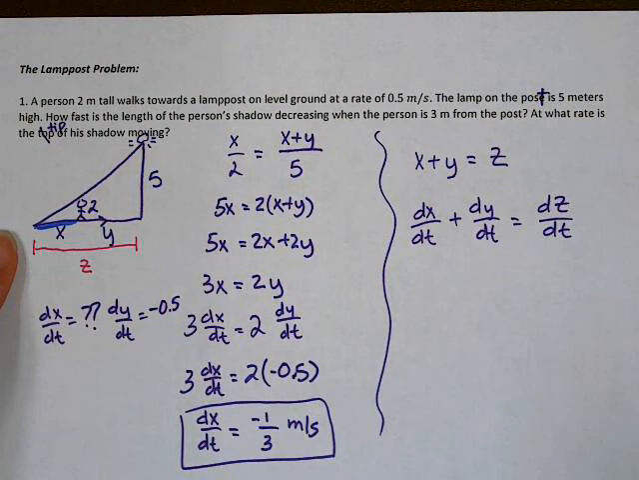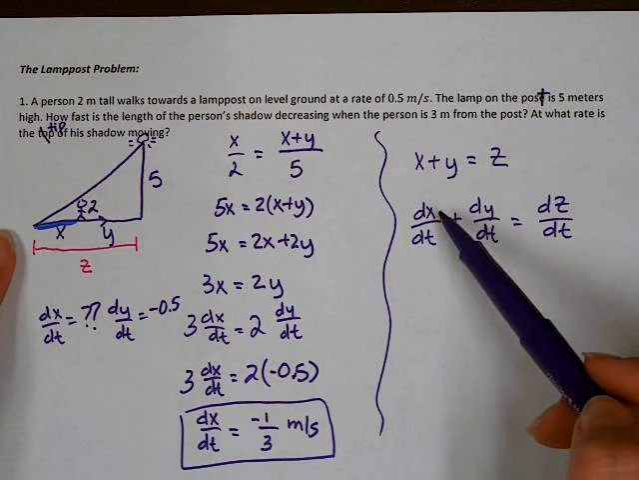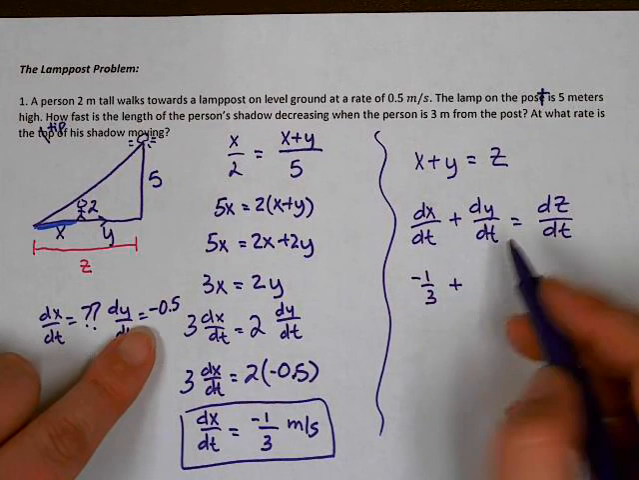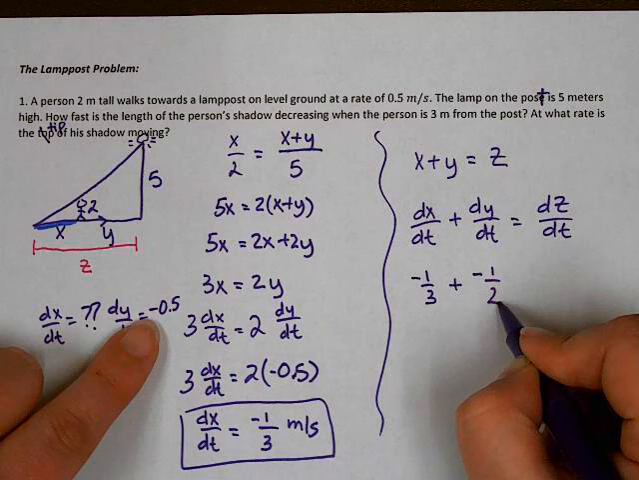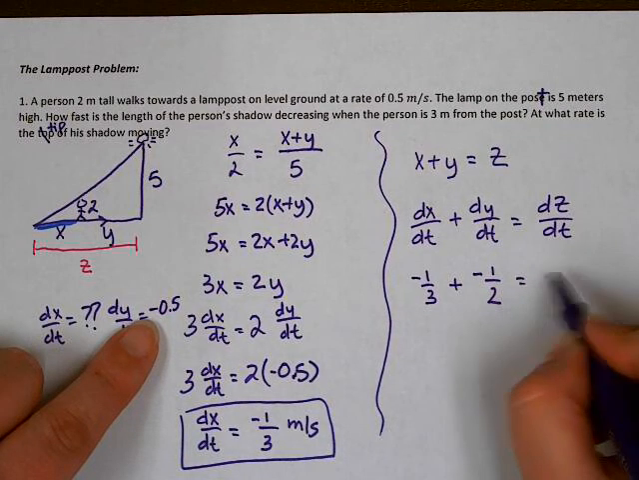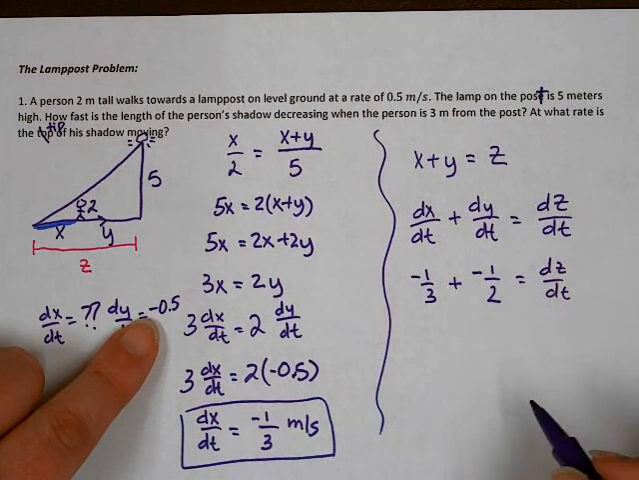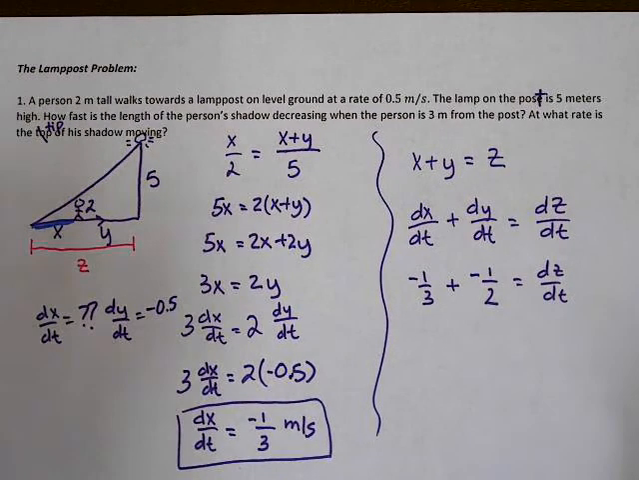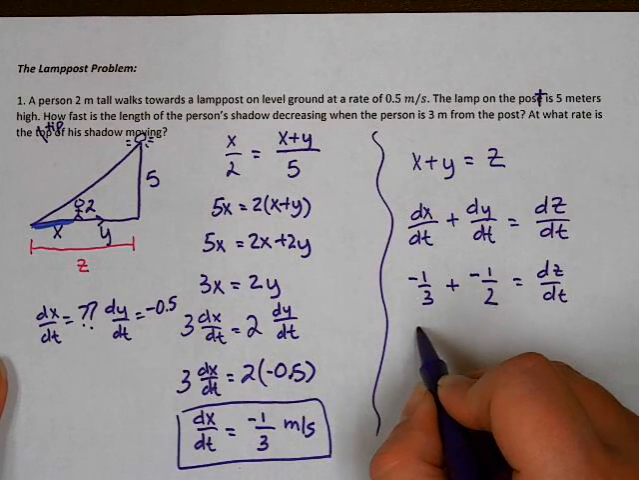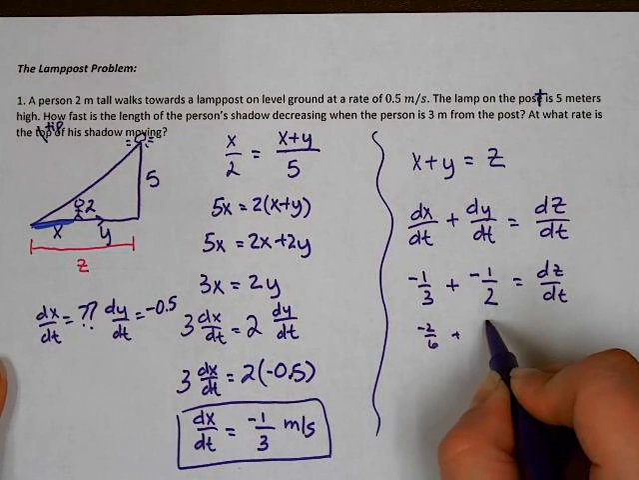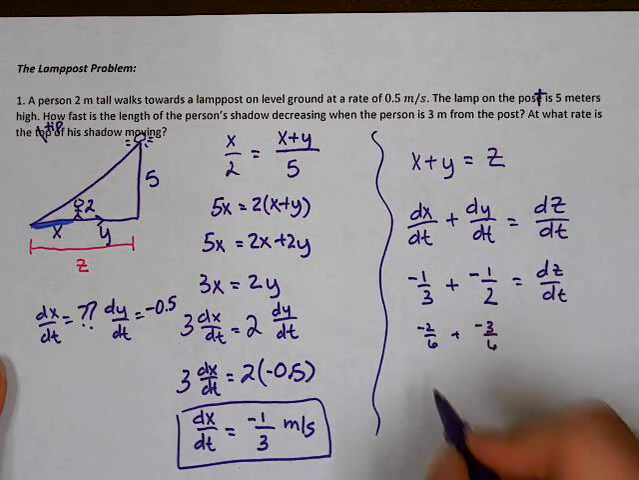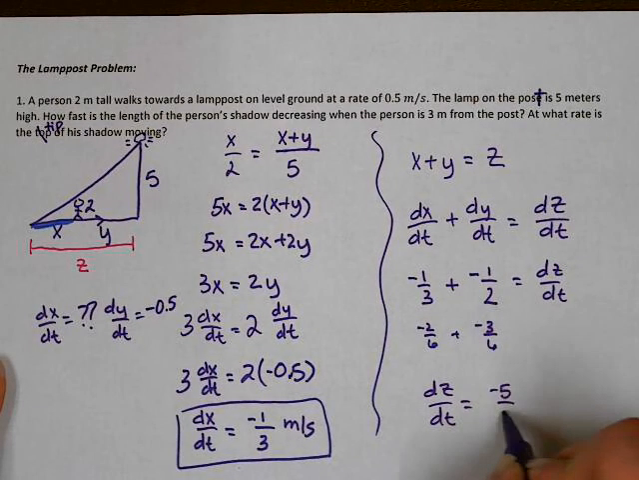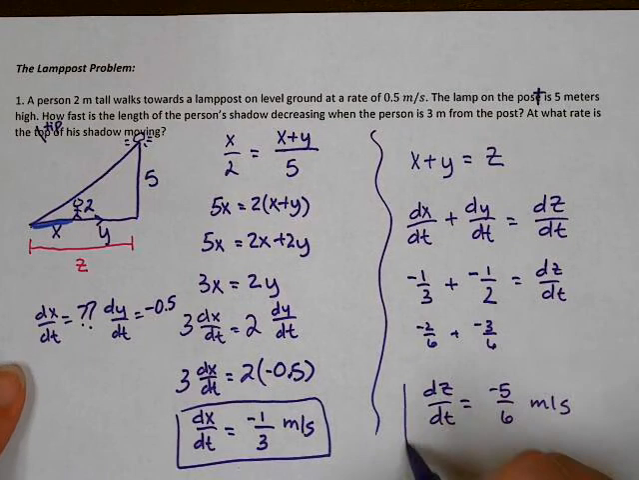So let's see. dx/dt, we already found that. That was negative 1/3 meters per second. dy/dt they gave us, that was negative 1/2 meters per second. So now all we have to do is get a common denominator and simplify. I can make this negative 2 over 6, and I can make this negative 3 over 6. So I get that dz/dt is equal to negative 5/6 meters per second.